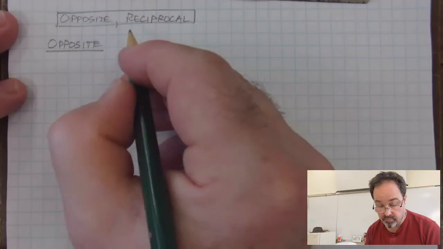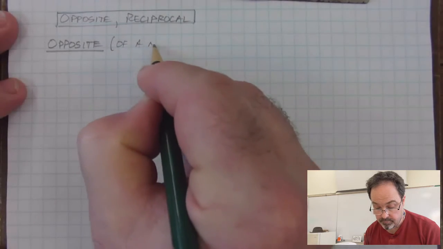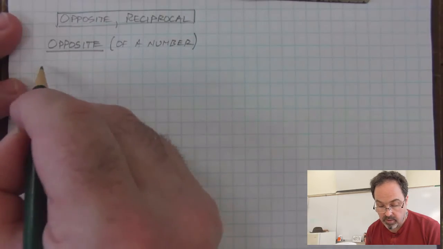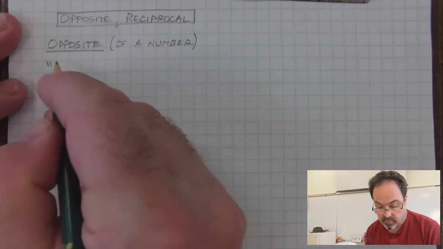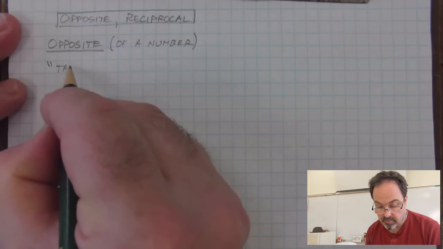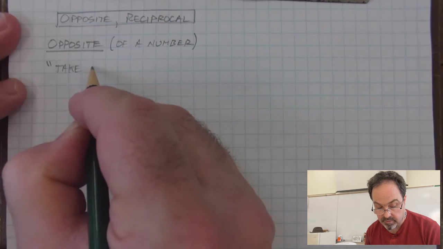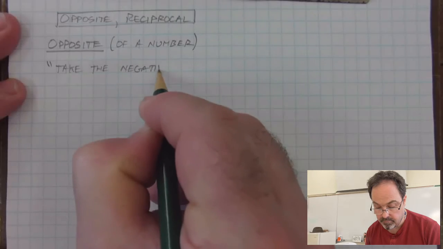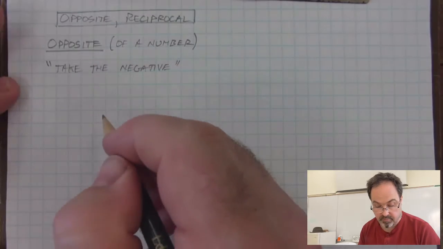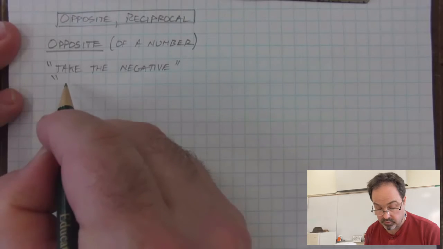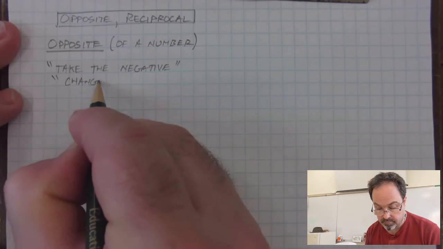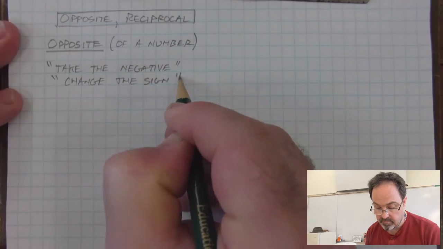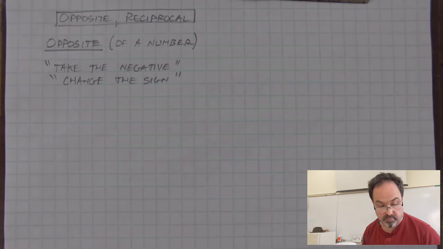The opposite of a number, often we use the language, take the negative to get the opposite. Something else that is common to think, change the sign. And what we mean by sign is the sign of a number, positive or negative.